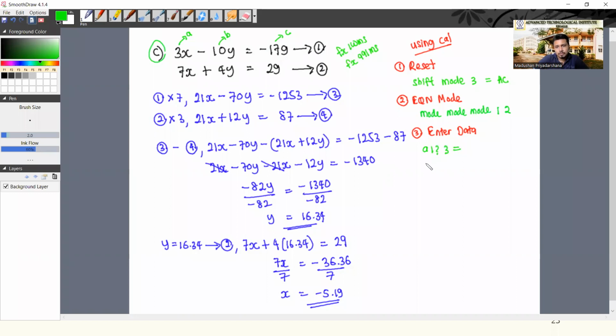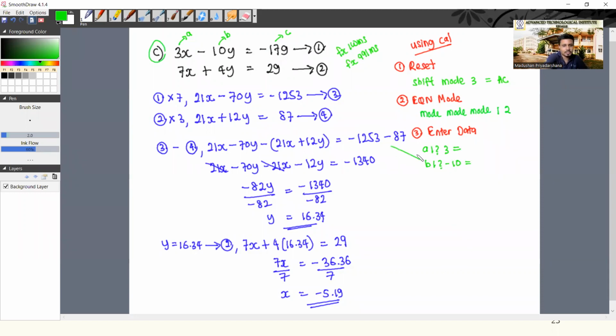Then it will ask for a B1 value. What is the B value of equation 1? This is the first equation. What is the B value of it? That is minus 10. So give minus 10 and press equal.